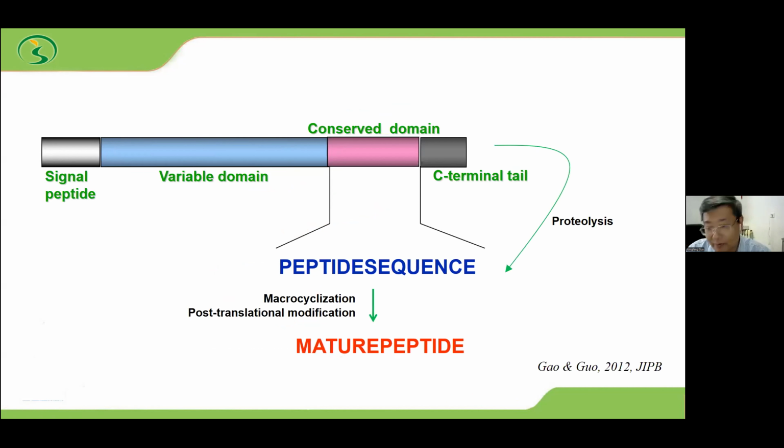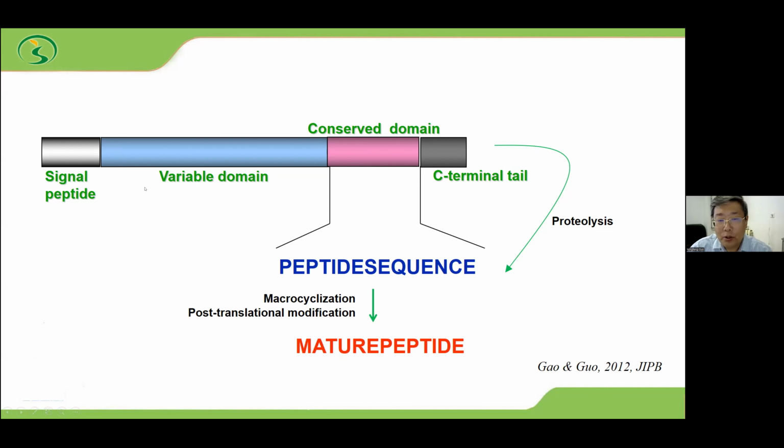In plants, we also have such peptide signals, which we call peptide hormones. Since the identification of the first plant peptide hormone, called systemin, in the early 90s of last century, a lot of peptides have been identified in different plant species. In general, the structure of a peptide-encoding gene is like this. There's a signal peptide at the N terminus, a variable domain in the middle, and a C-terminal domain, which is often conserved among family members.